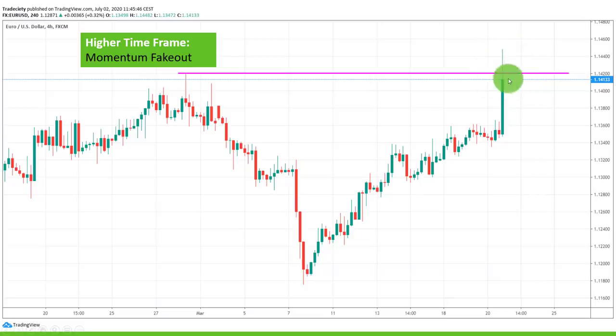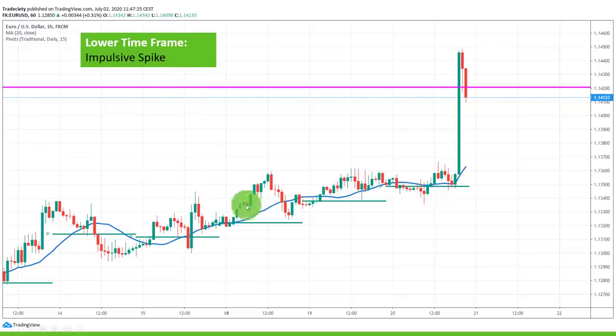Yes, this may look like a good fake out, but it's not enough information. We need to go to the lower time frame to time our trade. This is how it looks on the lower time frame. You can see I put a moving average and the pivot point here.